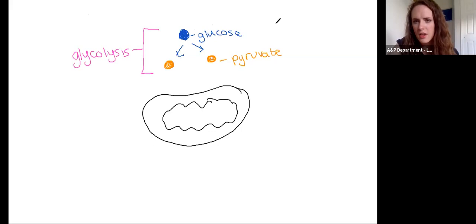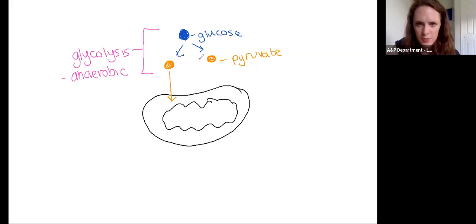This does not take any energy. This does not take any oxygen either. Okay, so this is what we call anaerobic, meaning that it does not require oxygen. No oxygen is required for glucose to break into two pyruvates. Okay, then your pyruvate, I'm only going to draw one for the sake of simplicity going in, but both pyruvates are going to enter into your mitochondria.